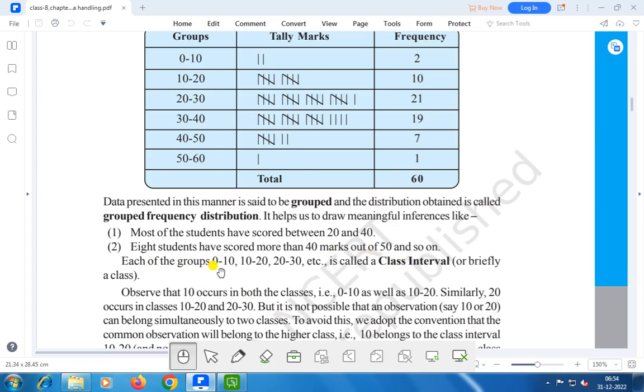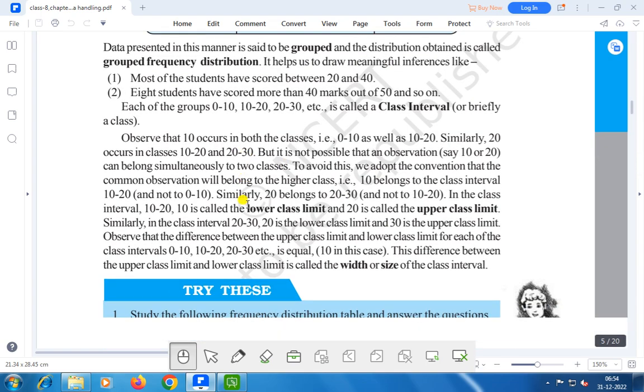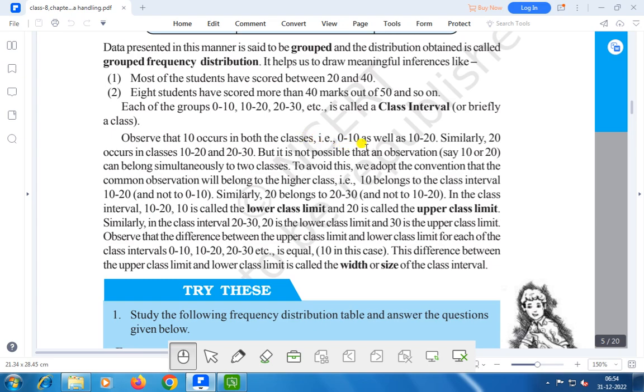Each of the groups 0 to 10, 10 to 20, 20 to 30, etc. is called the class interval, or briefly a class. Observe that 10 occurs in both the classes, 0 to 10 as well as 10 to 20. Similarly, 20 occurs in classes 10 to 20 and 20 to 30. But it is not possible that an observation, say 10 or 20, can belong simultaneously to two classes. To avoid this, we adopt the convention that the common observation will belong to the higher class.